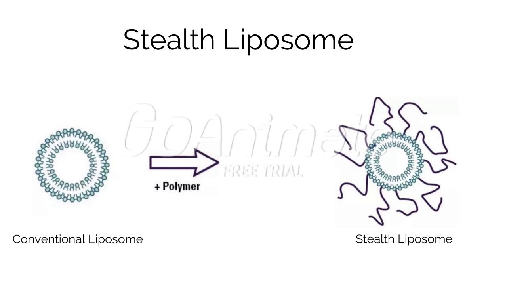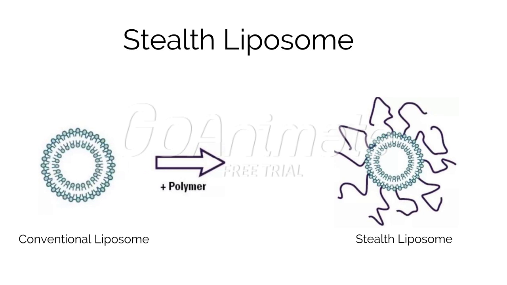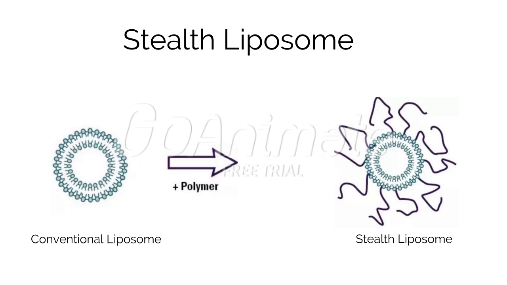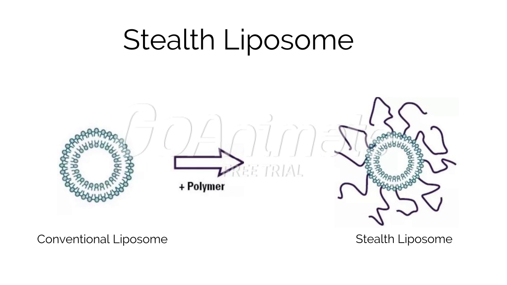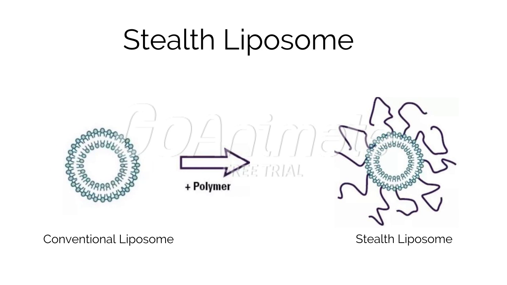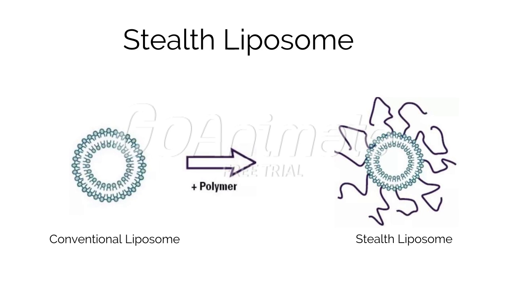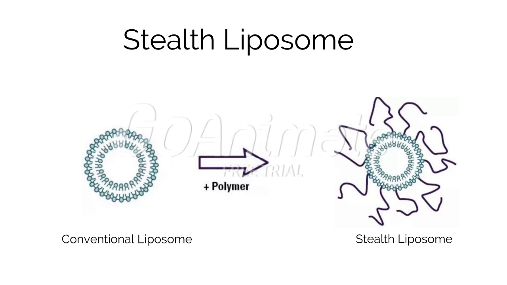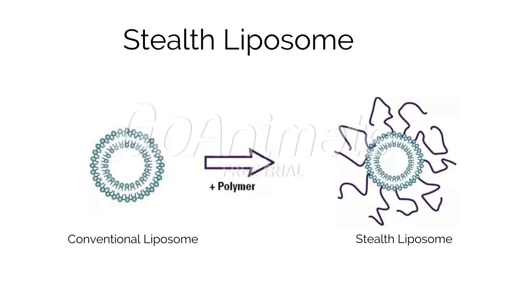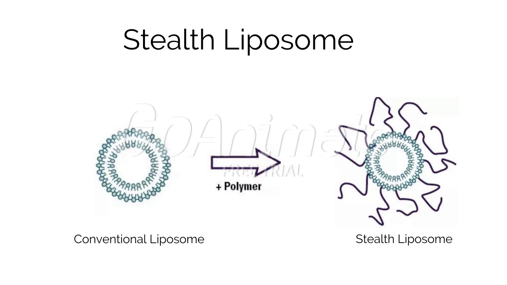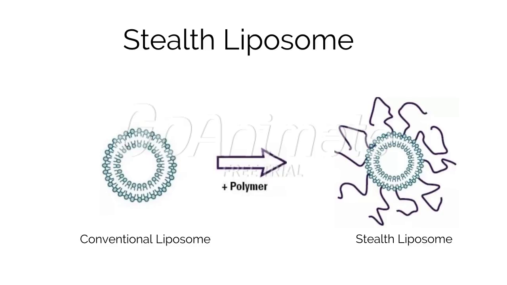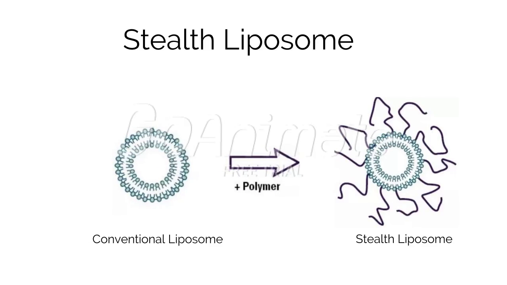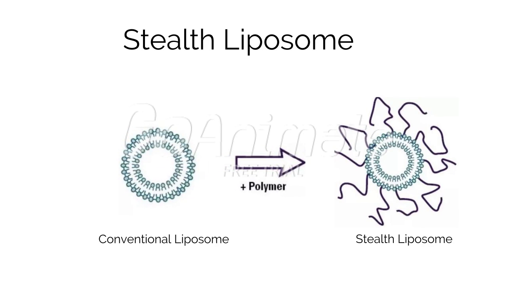Stealth liposomes are normal liposomes, but these liposomes are covered by a polymer on their outer surface. Generally, we use polyethylene glycol as a polymer. Normal liposomes are less stable and they cannot circulate for a long time in the body. Stealth liposomes can circulate for a long time in the body by escaping detection by the body's immune system. We need to increase the circulation time so that they can accumulate at the tumor effectively.